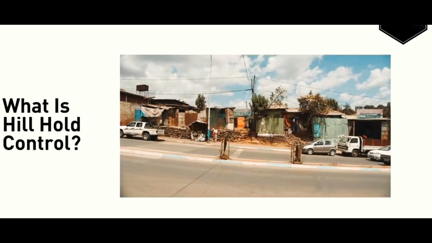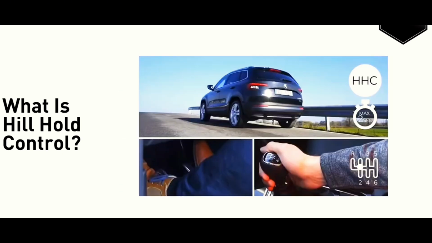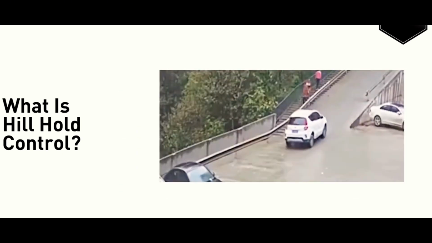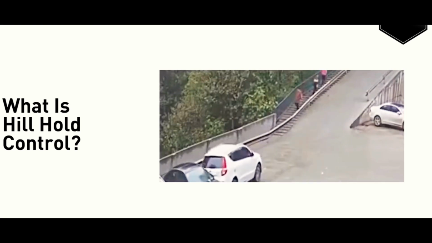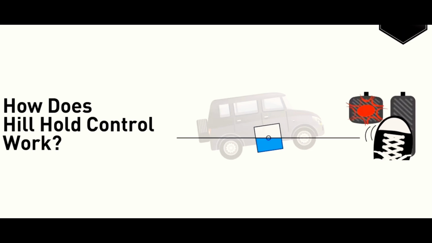Suppose you need to apply an emergency brake while you're driving uphill, and in panic, God forbid, you lose control of your car. Your car starts rolling backwards, and there is a very high chance that your car might meet with an accident. So how does hill hold control actually work?